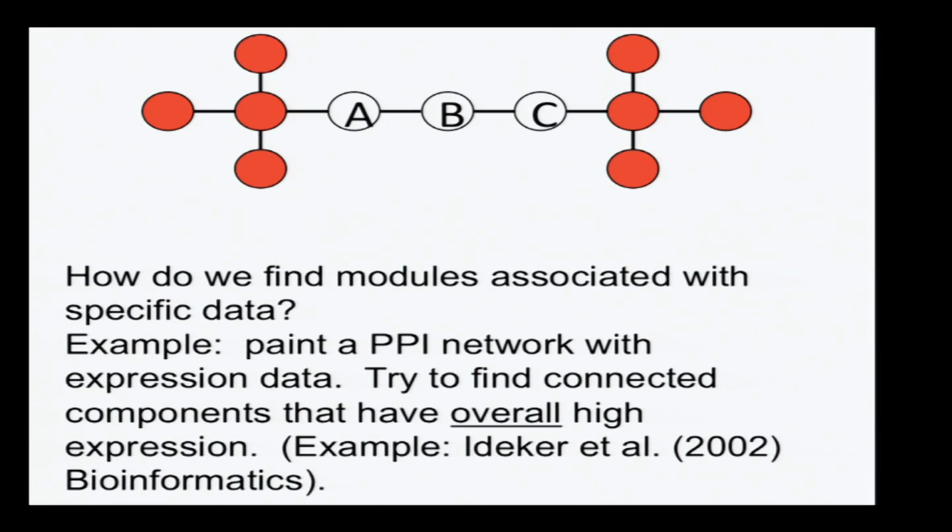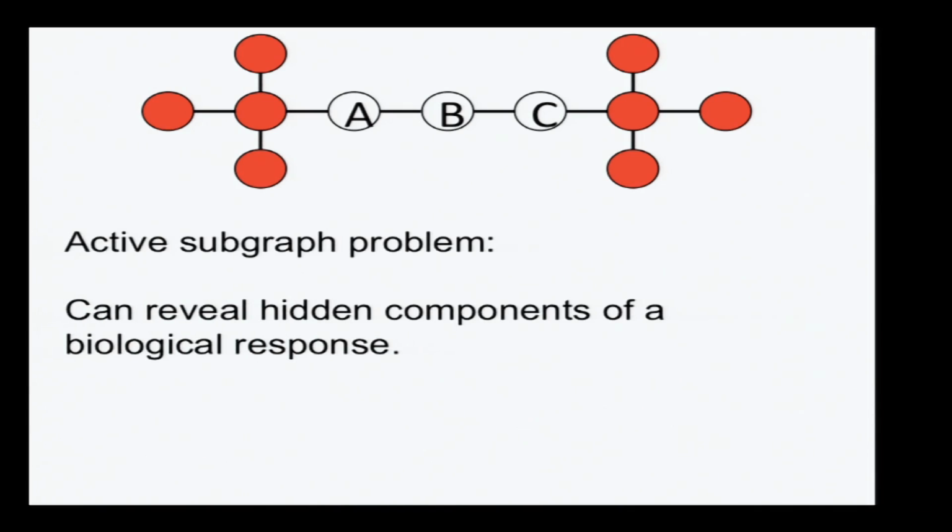Okay, so one way to think about this is that I have the network and I paint onto it my expression data or my proteomic data. And I want to find chunks of the network that are enriched in activity. This is sometimes called the active subgraph problem. And how do we find an active subgraph?